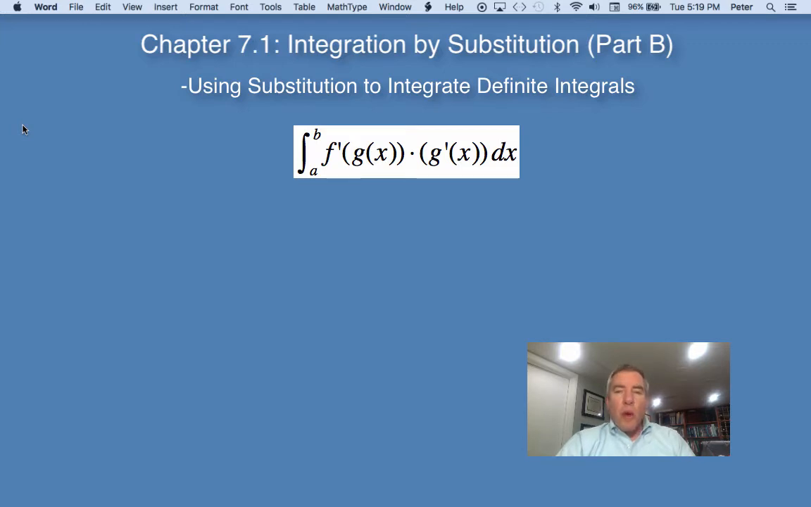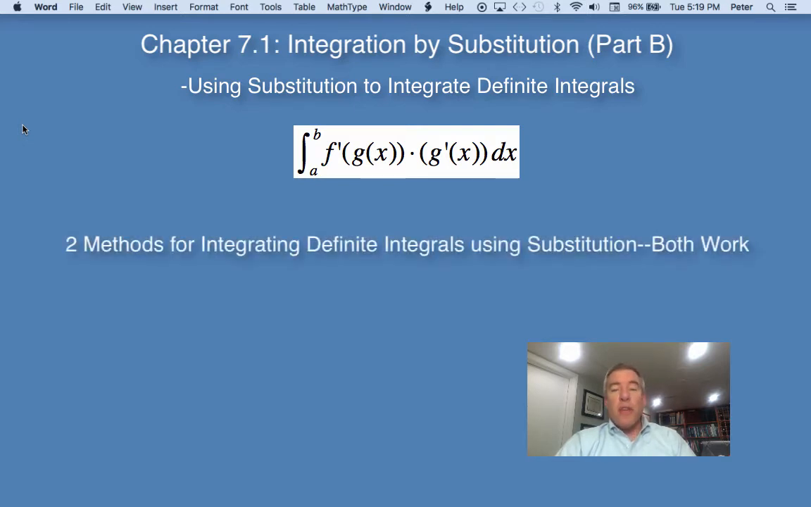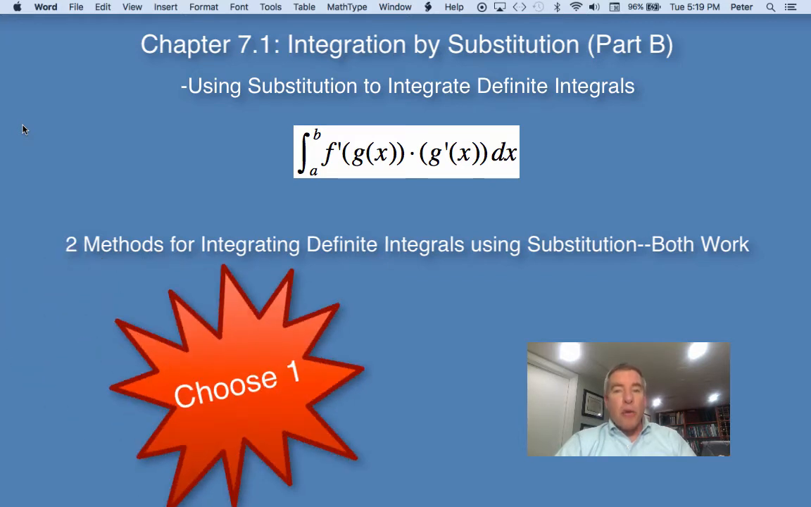The important thing I want you to take away from this video is that you can use substitution, but that there are two methods, and you just have to be clear on which method you want to use. You don't really need to know both of them. You just need to have one that works for you and be clear on how to use it so that you don't confuse it with the other method.